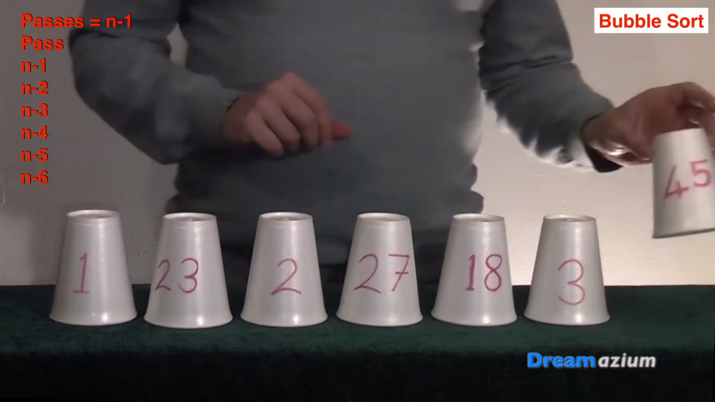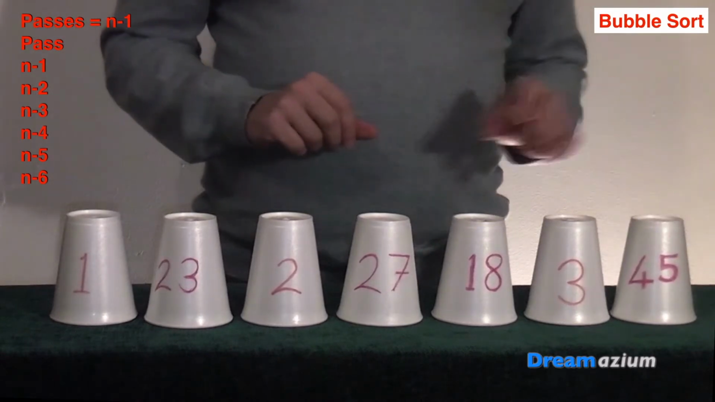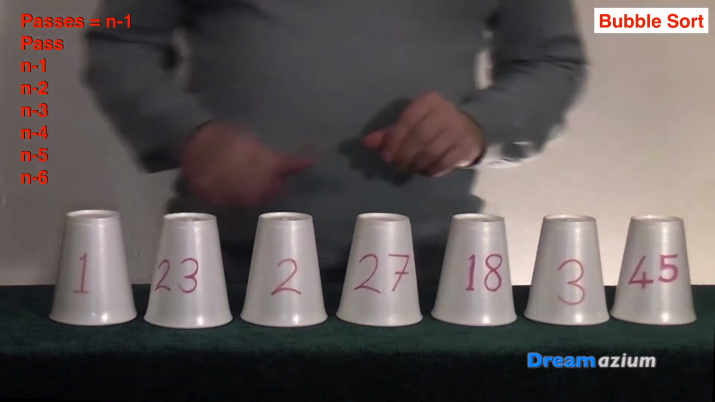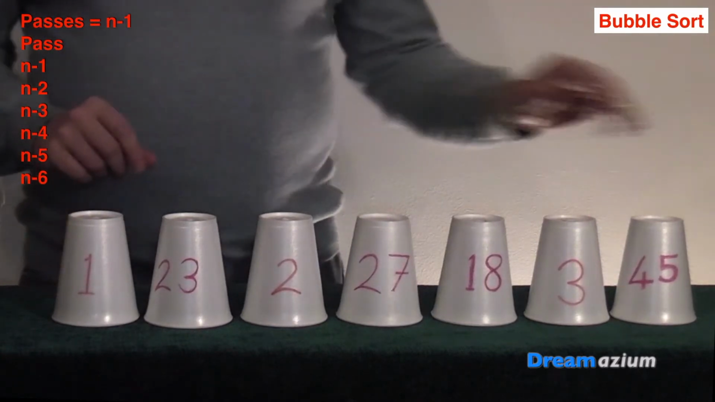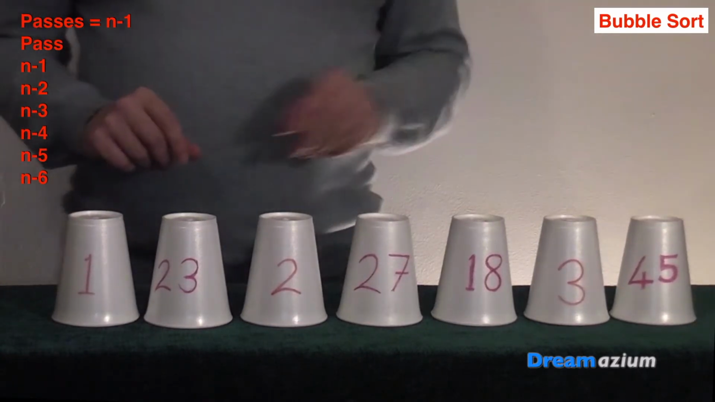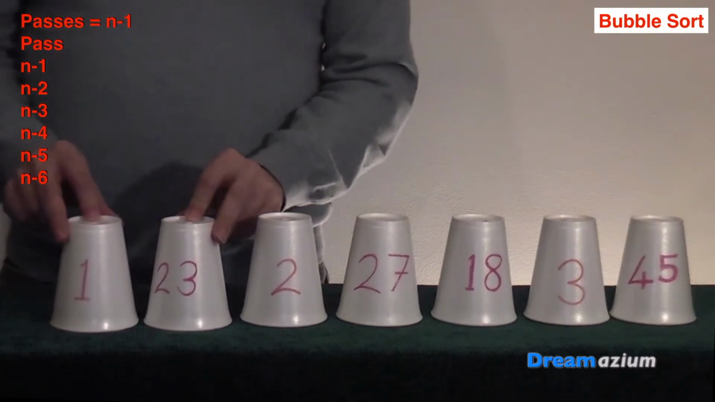And notice that the highest number in the list is at the end here. That's why it's going to be n-1, because we won't need to check that anymore. It's effectively in a sorted portion. We go back for a second pass.